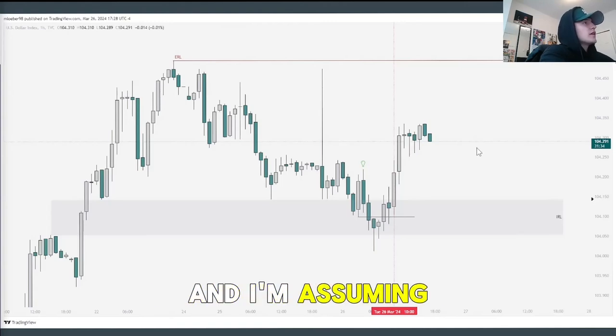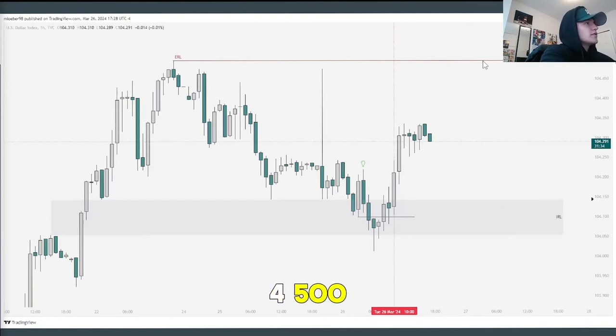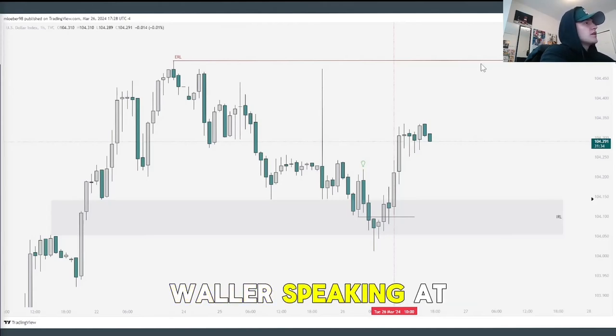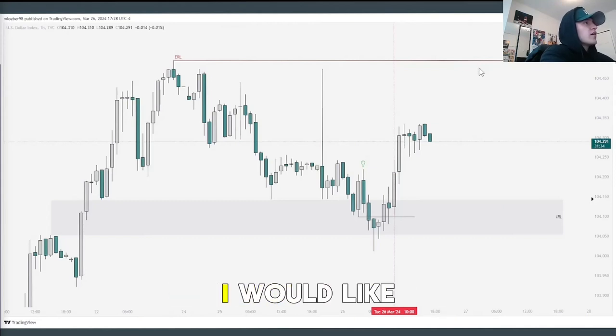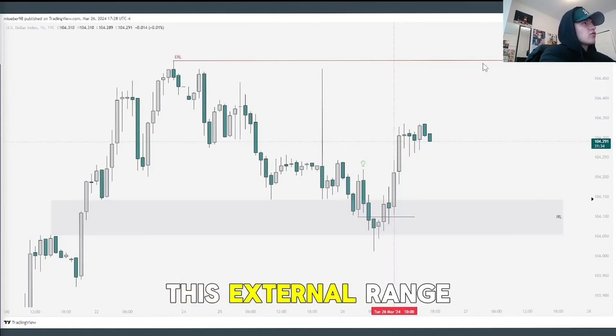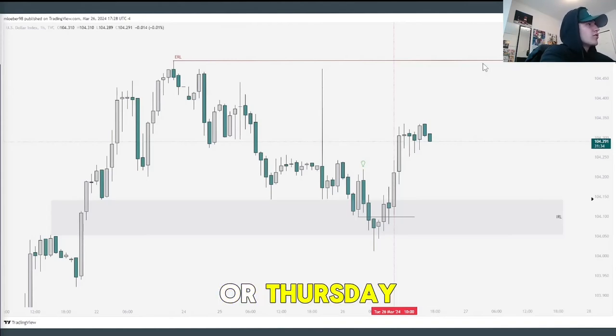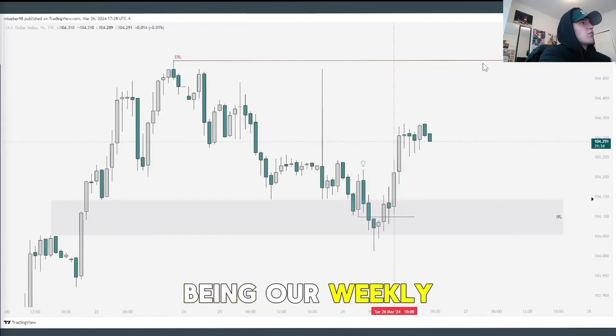And I'm assuming and would like to see the objective be met at this high at 104,500 by Wednesday or Thursday's high impact news delivery, because I know Wednesday we have FOMC Waller speaking at 6 p.m. But I would assume that if we can get a continuation during the day on Wednesday, I would like it to reach this external range liquidity on the daily, or Thursday it finally reaches this being our weekly objective point.